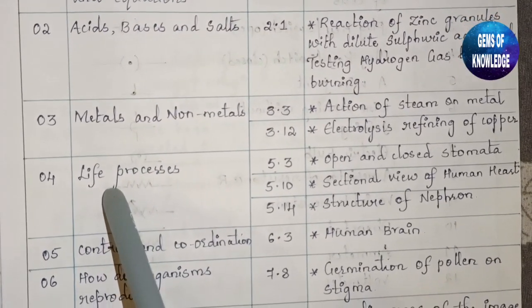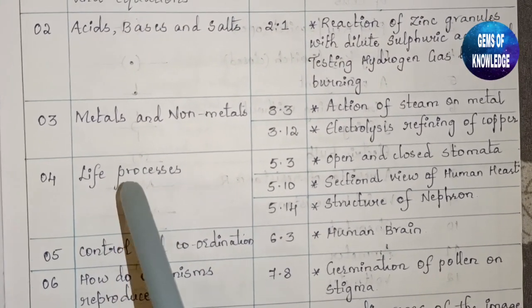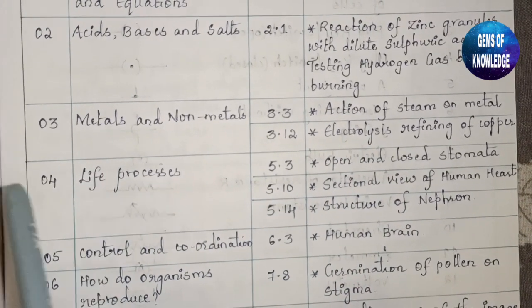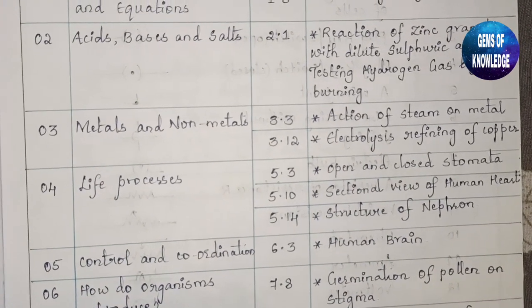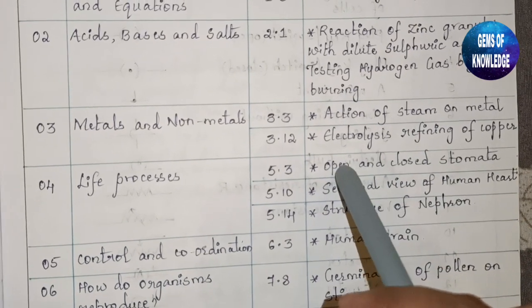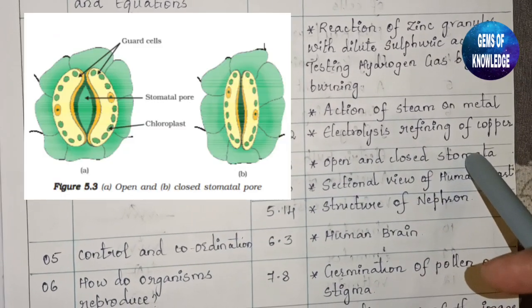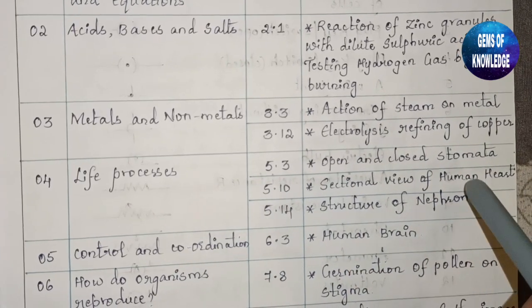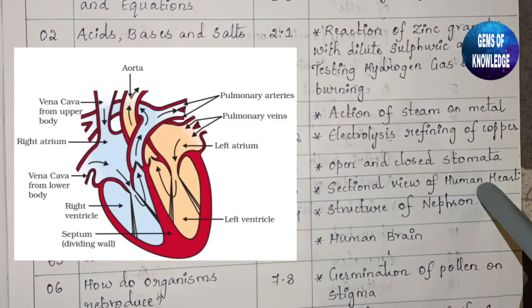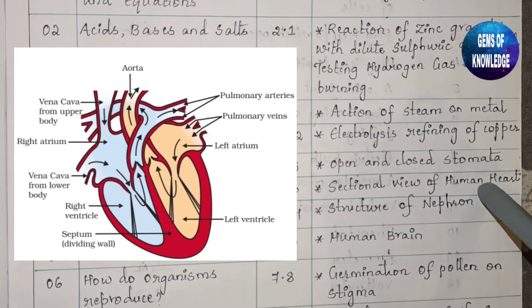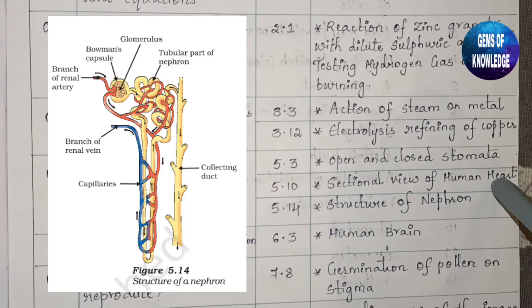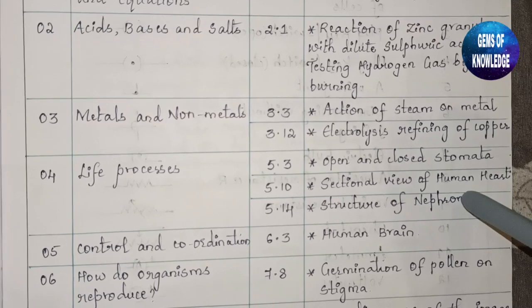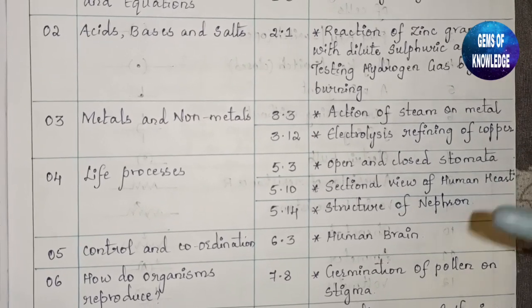Next comes life process. Here you should be happier that there are only 3 diagrams to study from this life process. Earlier there were more diagrams. Open and close stomata, most expected question. Then the sectional view of human heart, this you may expect for a 4 mark question also. Sectional view of human heart as well as the structure of nephron. So you may expect these two for 4 marks diagram also.